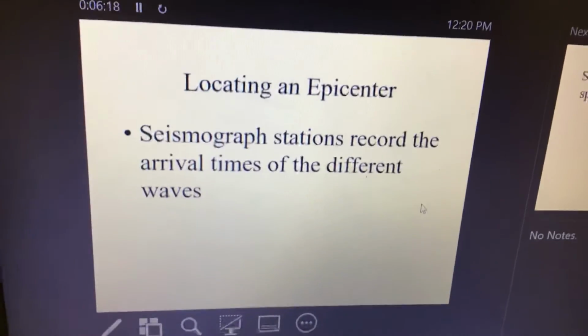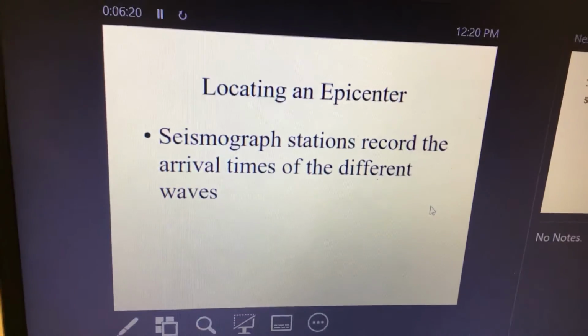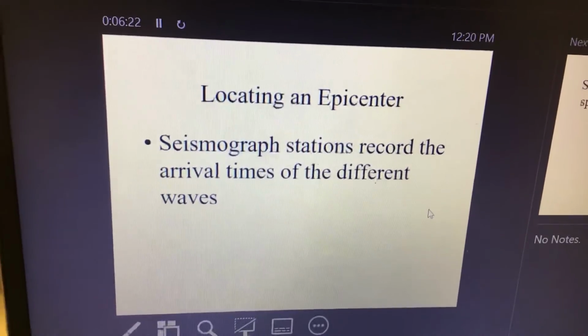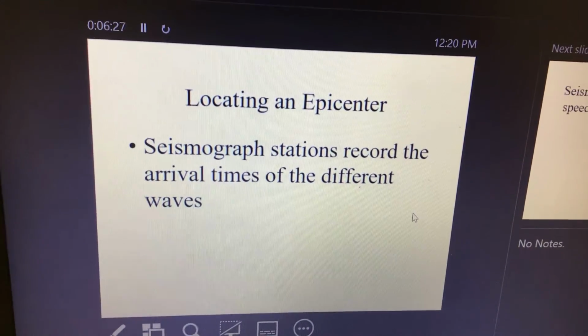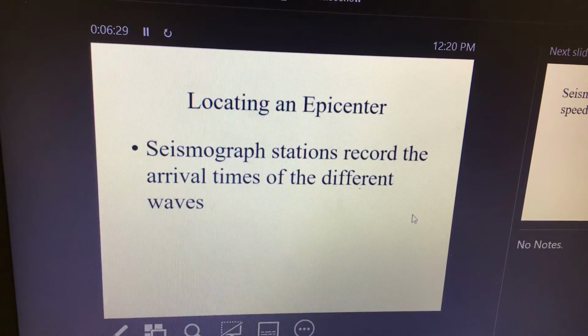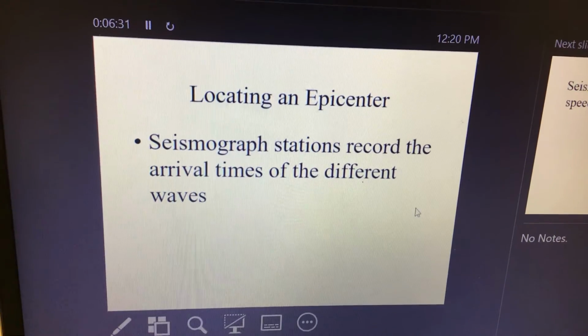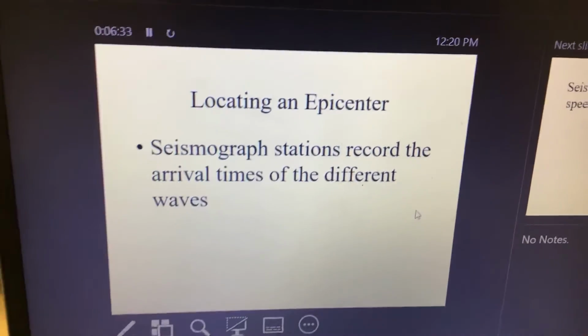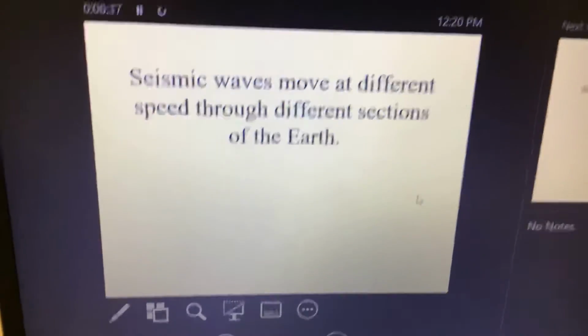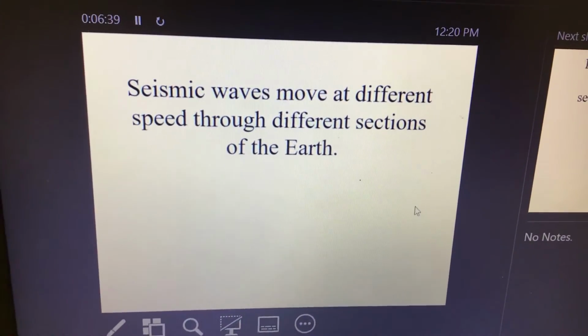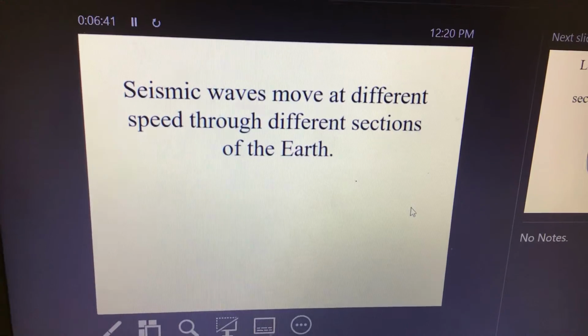Okay, we have these things called seismic stations that are going to record the arrival of different waves. And that's where we can locate the epicenter, or the place where the energy is its strongest. Seismic waves move at different speeds through different sections of the earth.